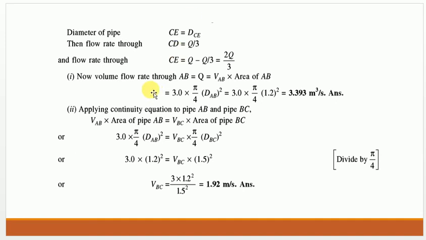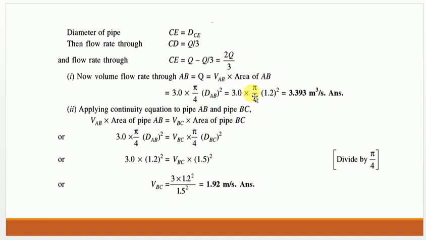First, we're going to find the volume flow rate through AB. So Q will be equal to, as we know, discharge equals velocity into area. The velocity is given as 3 meter per second, and the area will be pi by 4 d square, which is the area of a circle.